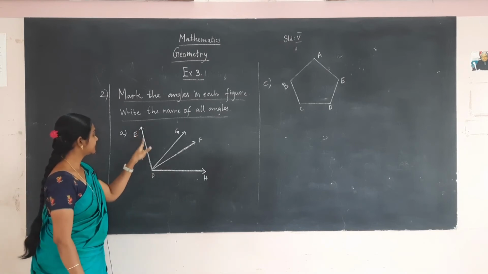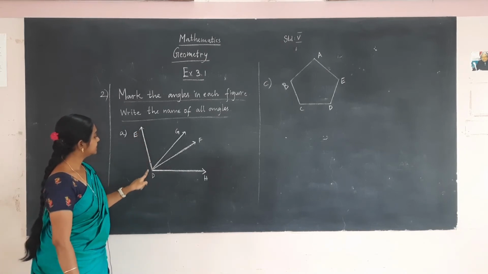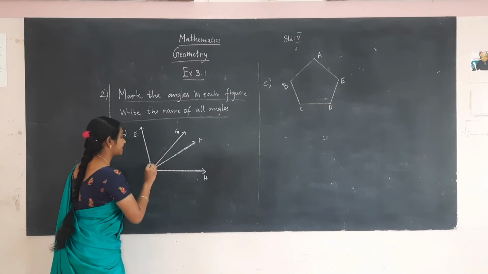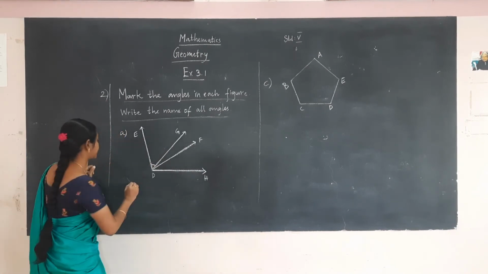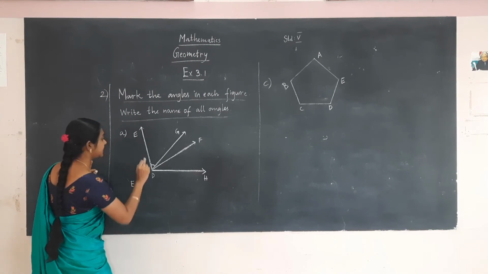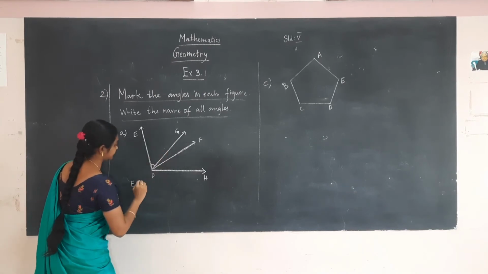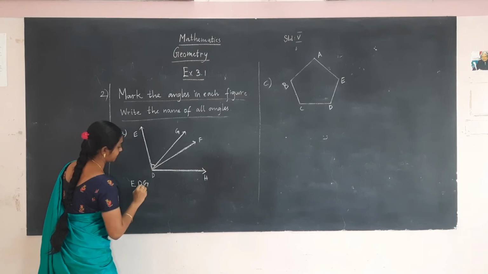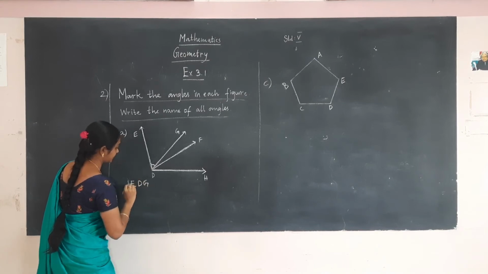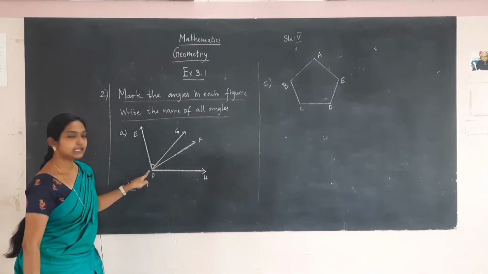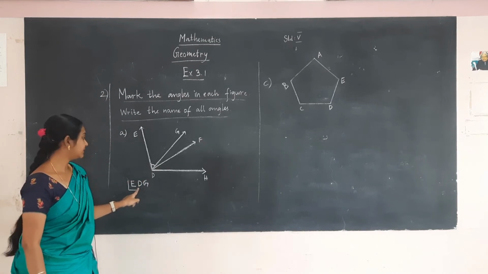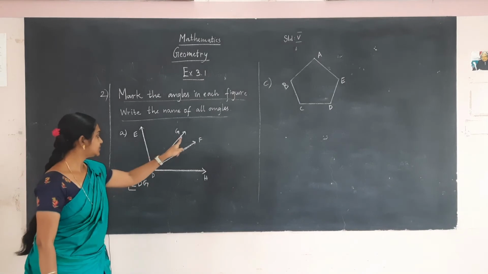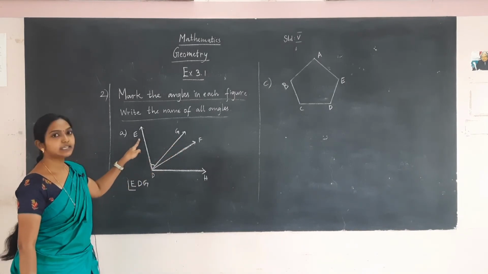See here, first we have an angle EDG. An angle is formed here. The name of the angle is EDG. In D an angle is formed, so D should be written in between. We can write this as GDE also.